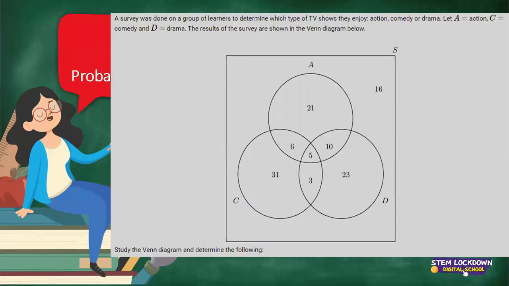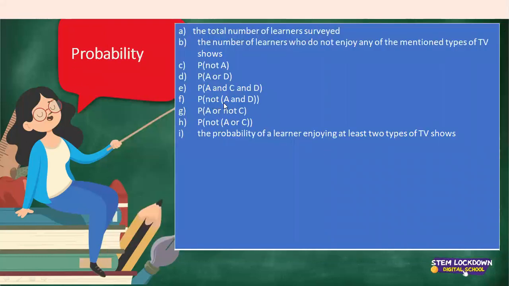1 minus 15 over 115, and that will be 100 over 115. Okay. So the question is to find the probability of not A and D. The probability of not A and D is equal to 1 minus the probability of A and D. So we need to find the probability of A and D.